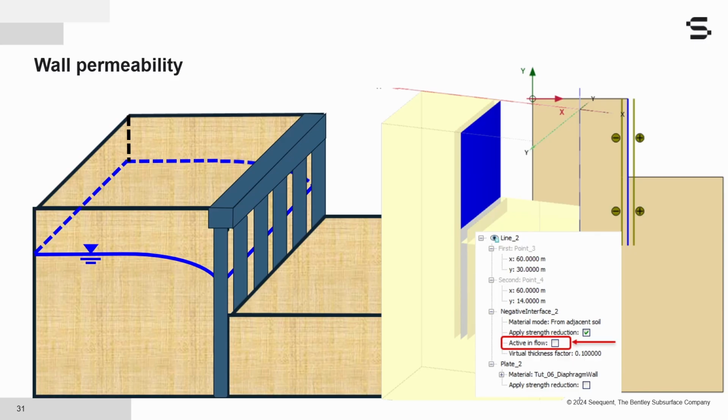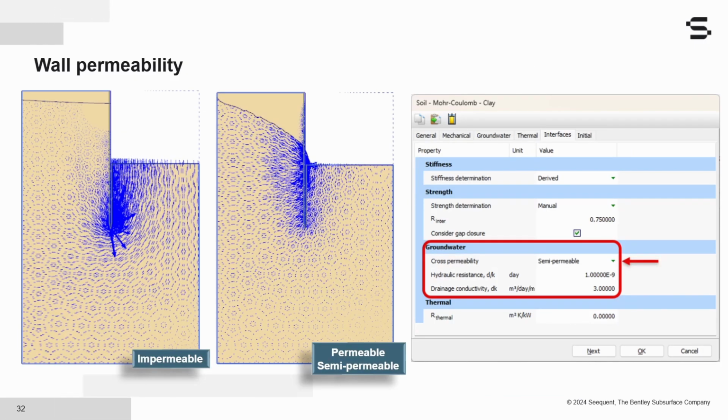This has, of course, consequences for the actual interface permeability that is being used in a selected calculation phase. So by default, when an interface is active in flow, which is also the default option, we have zero cross permeability, which means that the interface is impermeable. On the contrary, if the interface is inactive in flow, then the interface is fully permeable.